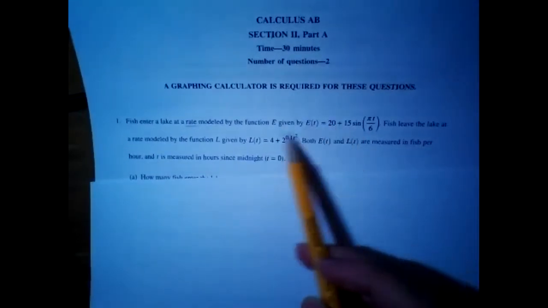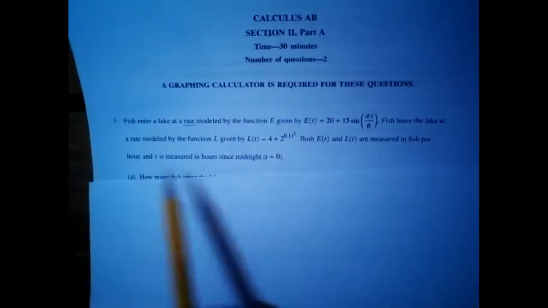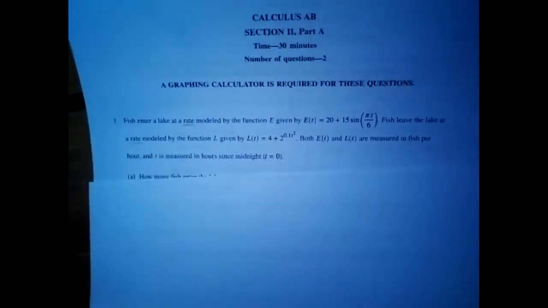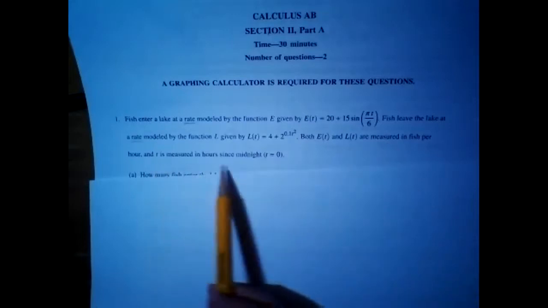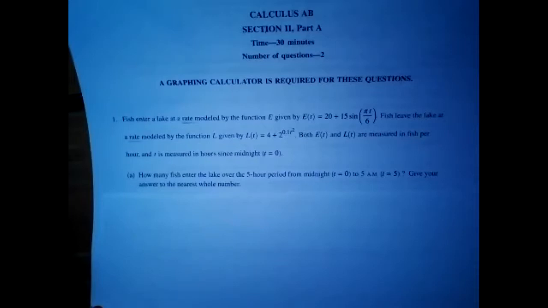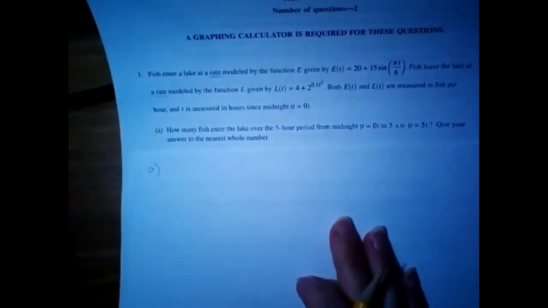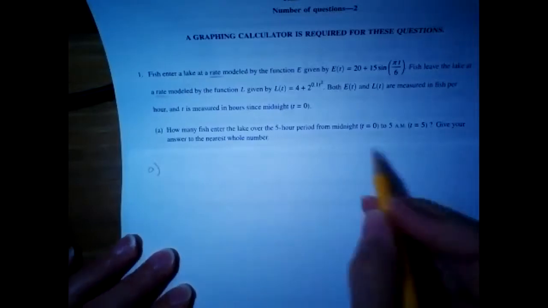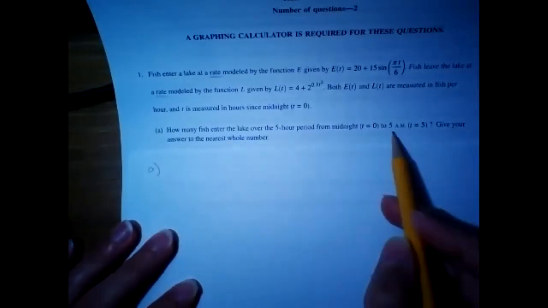Anyway, fish are entering, fish are leaving. They're both rates and they're both in fish per hour, right? And time is measured in hours since midnight. So time zero is at midnight. Right, so letter A, how many fish enter the lake over the 5-hour period from 0 to 5? All right, and then there's a second part to that, but let's stop there.